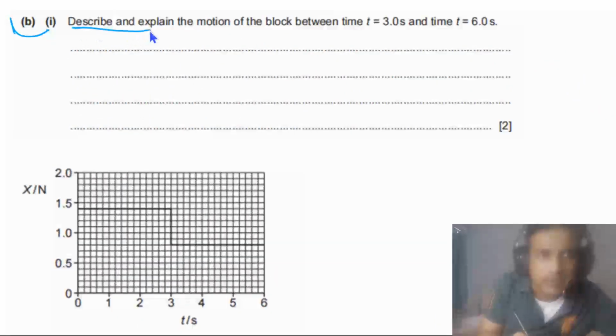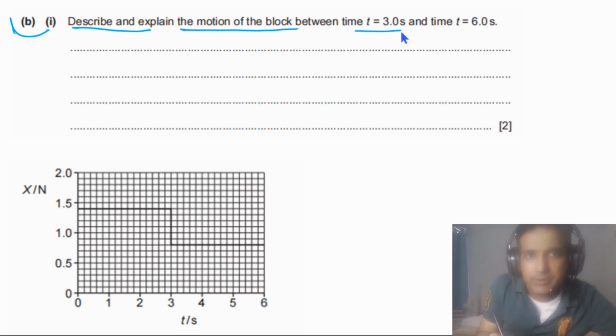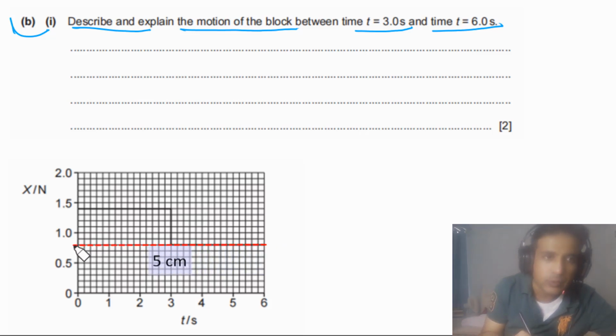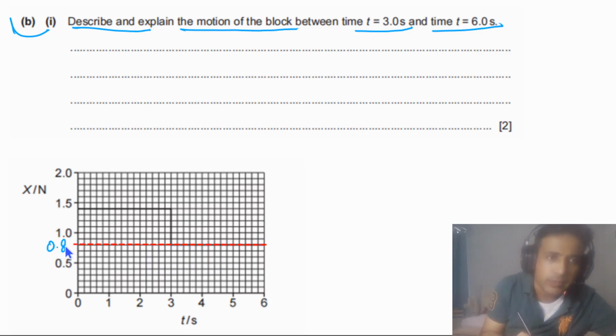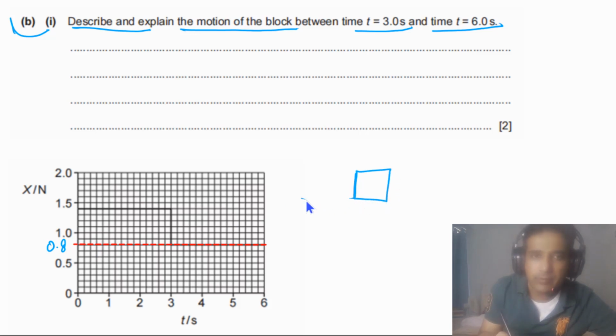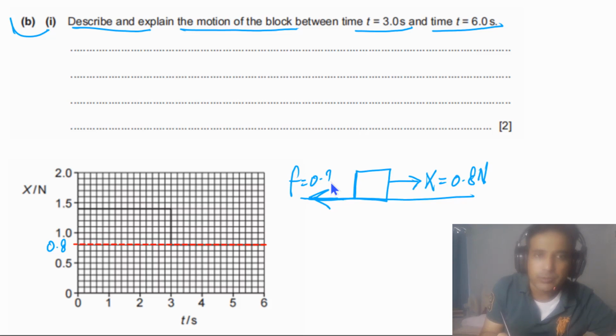Part B1 says describe and explain the motion of the block between time t equal to 3.0 seconds and t equal to 6.0 seconds. If you look at the applied force on the block in this interval of time, the applied force x is equal to 0.8 newtons. And there is also friction, and the frictional force F is also equal to 0.8 newtons. It simply means that the resultant force on the block is equal to 0.